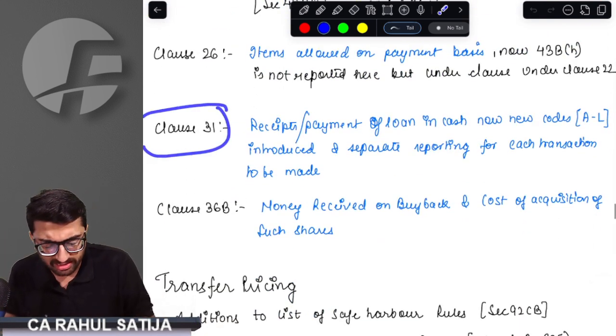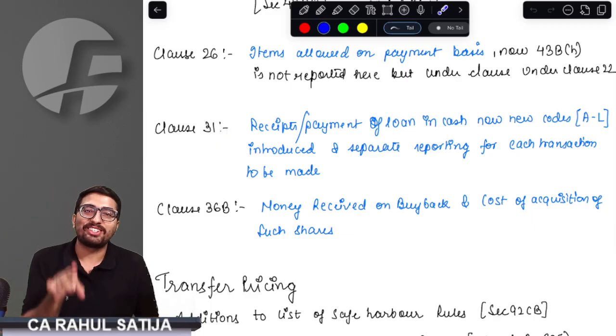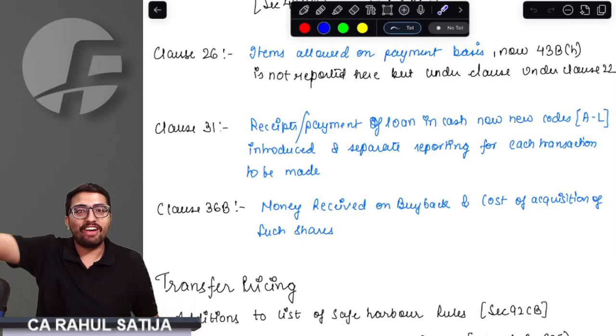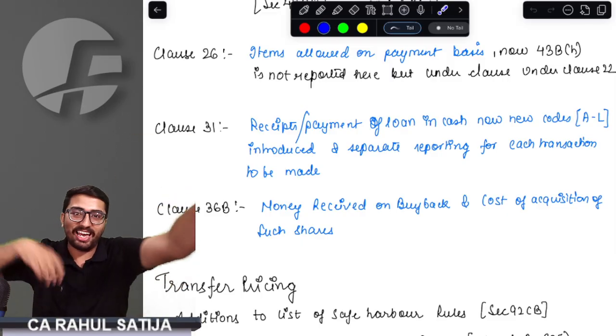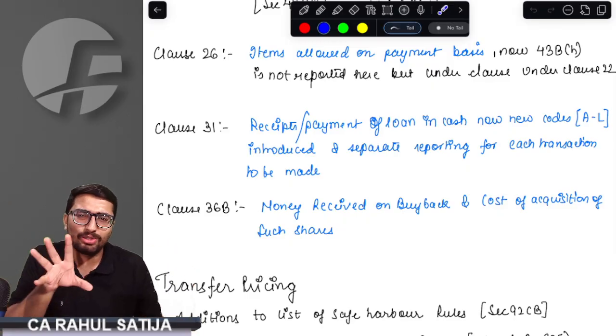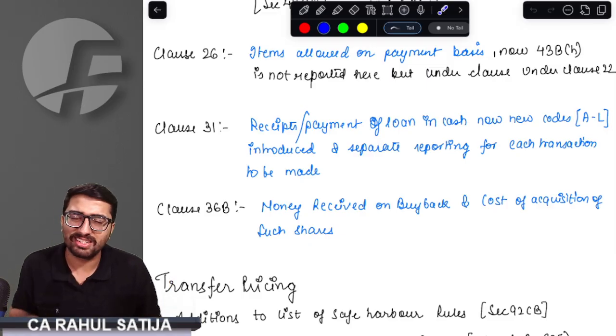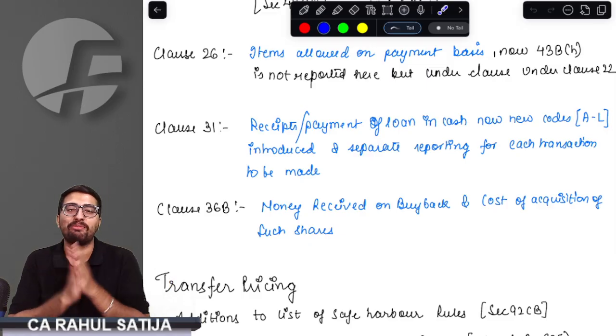Clause number 31, what does it say? Sir, we don't remember 31. See, if you remember, 269SS, 269ST, 269T. You have taken a loan in cash, you have repaid a loan in cash, you have taken money exceeding 2 lakh rupees in cash. In these cases, you were supposed to pay penalties of 100%. These were the violations. If you remember, yes, sir, we do remember.